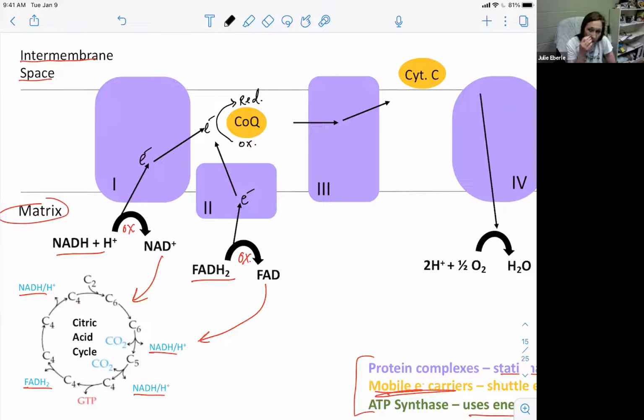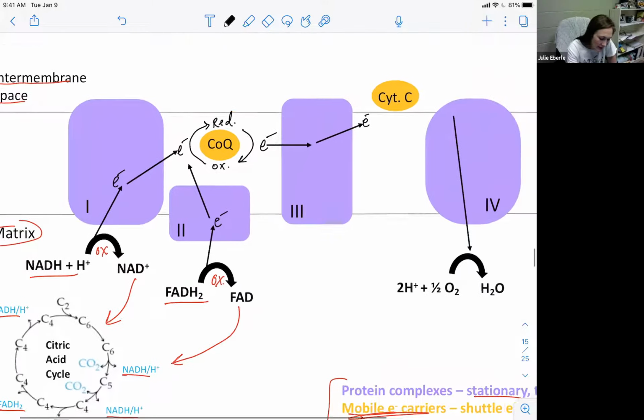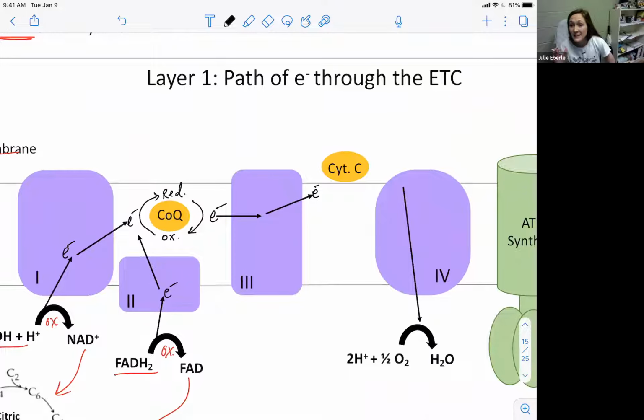So coenzyme Q is just going to shuttle those electrons over to complex 3. And in doing so, it's going to be oxidized. And then those electrons are going to go from complex 3 over to the next mobile electron carrier, cytochrome C. Now, cytochrome C is a metalloprotein. Okay, you guys remember what a metalloprotein is?